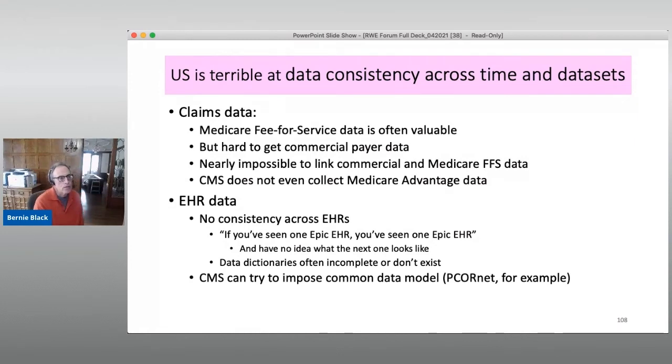EHR data, electronic health records. There is no consistency across electronic health records. The quip in the EHR space is you've seen one Epic EHR, you've seen one Epic EHR, and have no idea what the next one looks like. Data dictionaries are often incomplete or don't even exist. And you can imagine CMS trying to impose a common data model like the PCORNet model, but we don't have one now. Next slide.